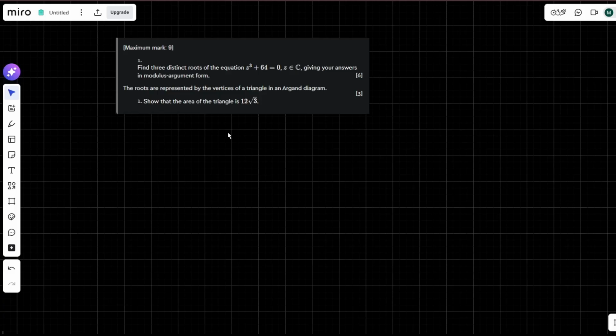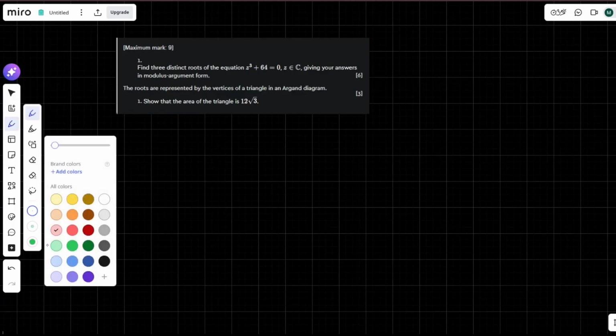Alright, so we've got this problem. It says find three distinct roots of the equation z cubed plus 64 equals 0, giving your answers in modulus argument form. Okay, so this is an interesting setup.